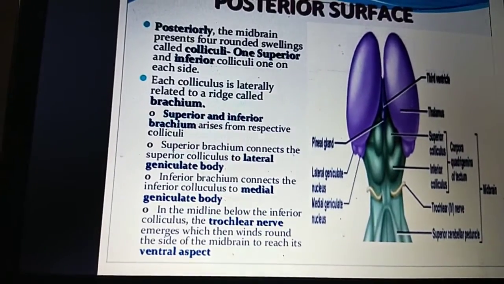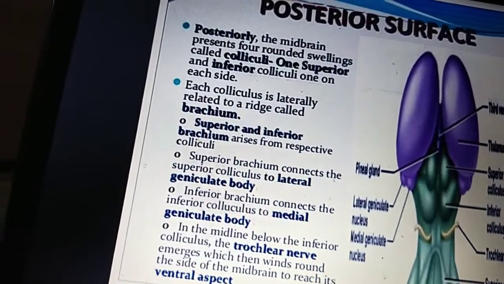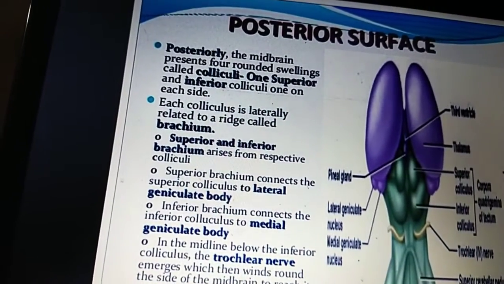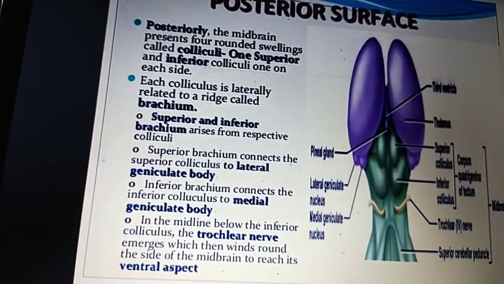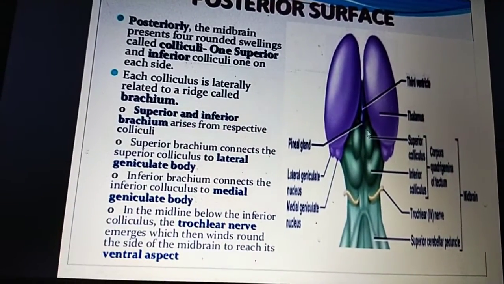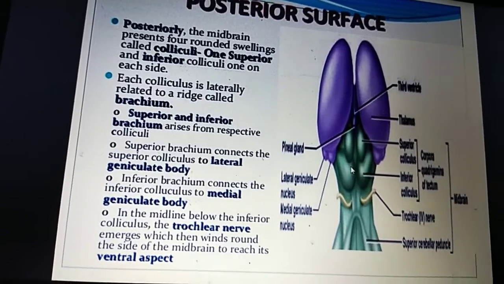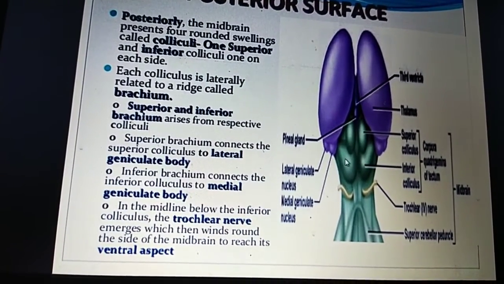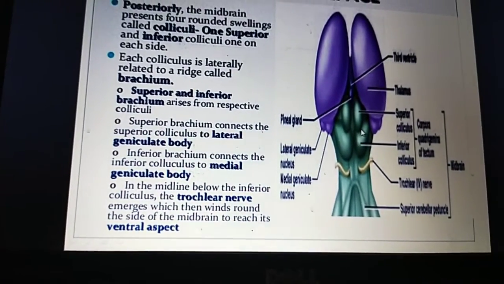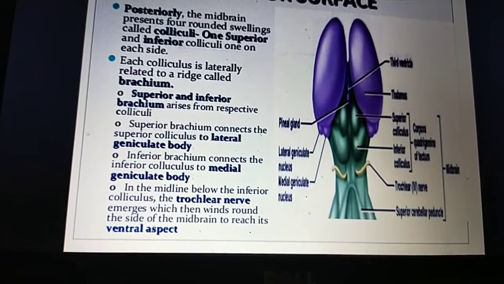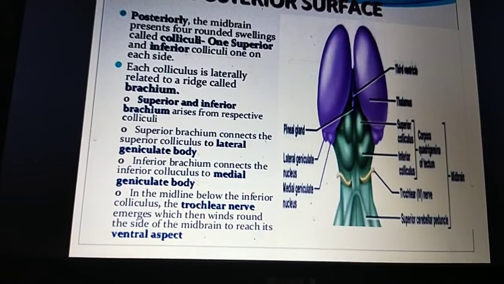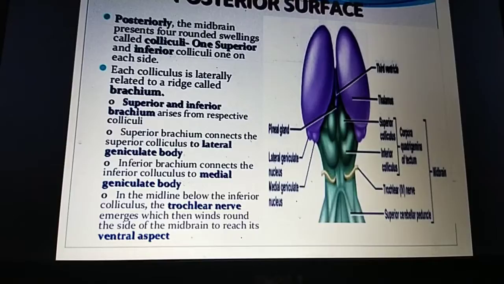Posterior surface. Posteriorly, the midbrain presents four rounded swellings. You can see these four rounded swellings. These are called colliculi, two superior and two inferior. Each colliculus is laterally related to a ridge called the brachium, and the superior and inferior brachium arise from the respective colliculi. The superior brachium connects the superior colliculus to the lateral geniculate body. The inferior brachium connects the inferior colliculus to the medial geniculate body.